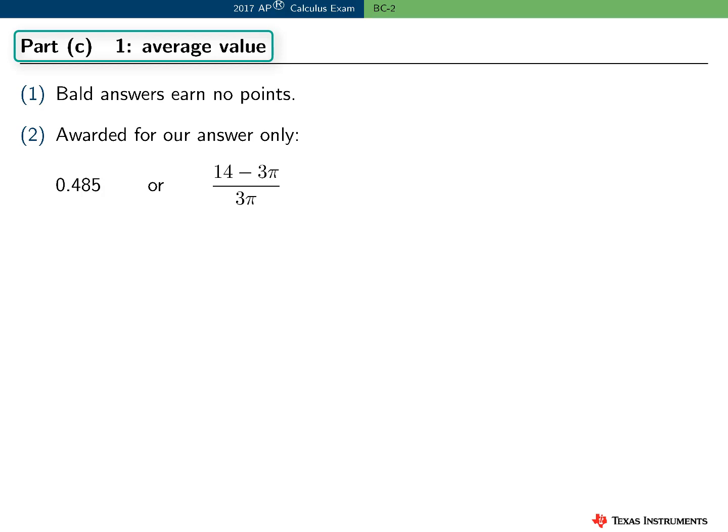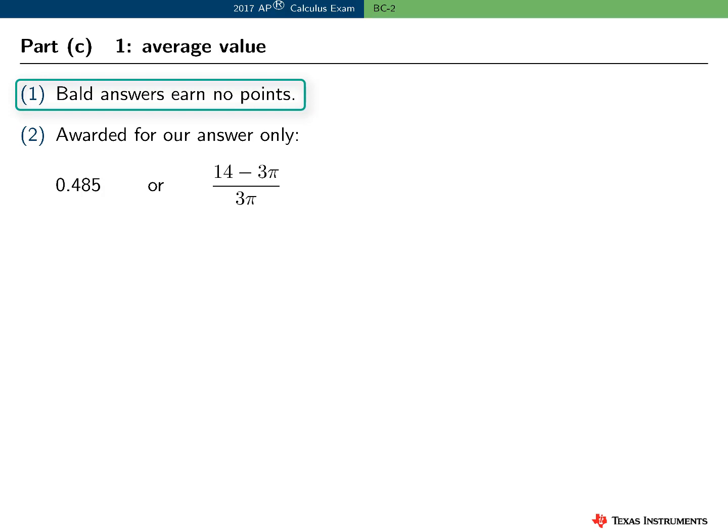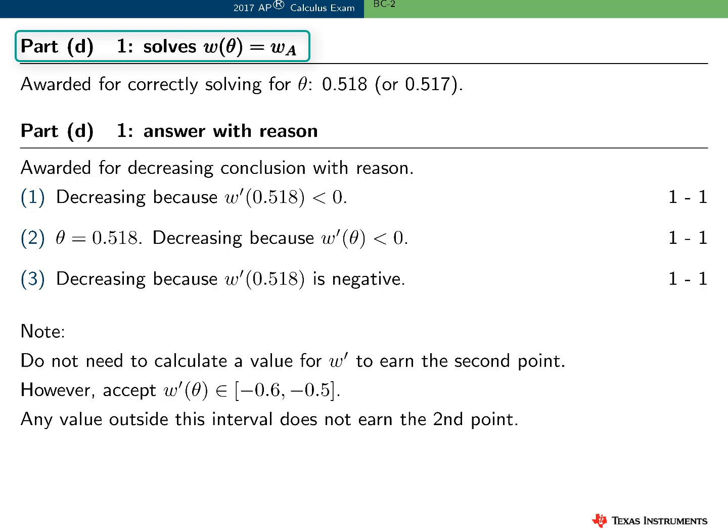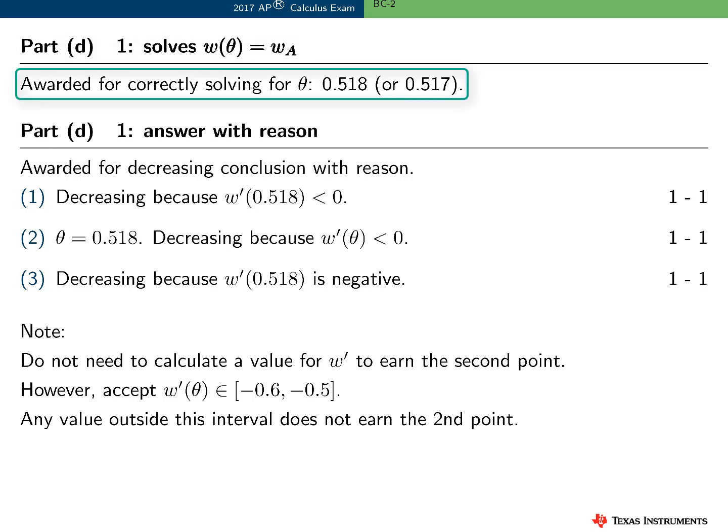The third point in Part C was for the answer, the average value. And bald answers here earn no points. And the only two acceptable answers were 0.485 or the analytical answer (14 minus 3 pi) divided by 3 pi. The first point in Part D was for solving the expression W of theta equals W sub A for theta. And the acceptable answers were 0.518, which is rounded, or 0.517, which is truncated.